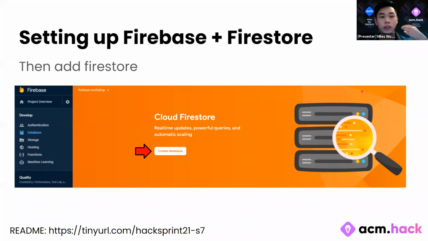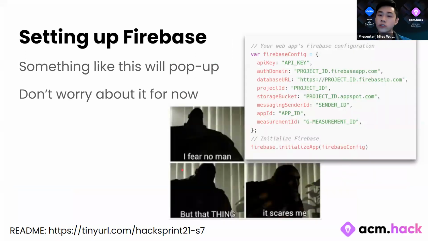Okay, once we've created a project and then also an app, we can add Firestore to our app now. On the left-hand side, there will be a little bar where you can select the Firestore tab, and then you can just hit this big Create Database button. And while you're doing that, something like this will pop up during that process. For now, don't worry about it. It is big and scary, but we will see why it's used later on.